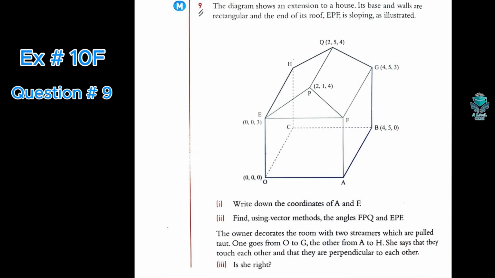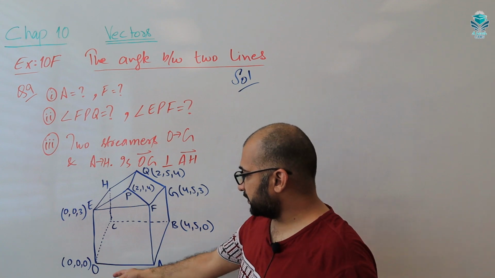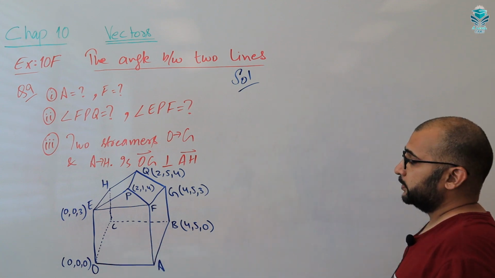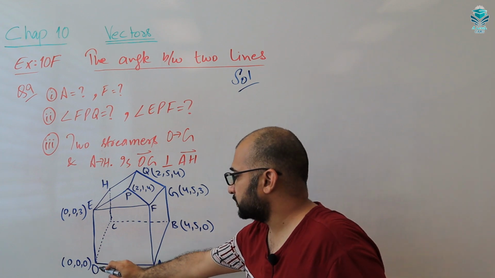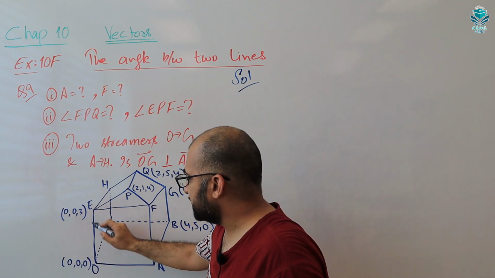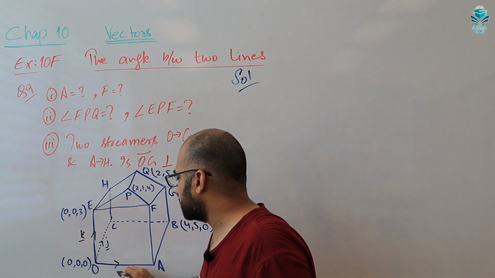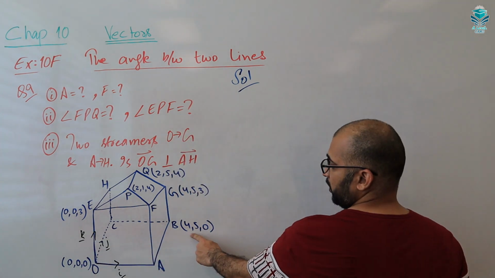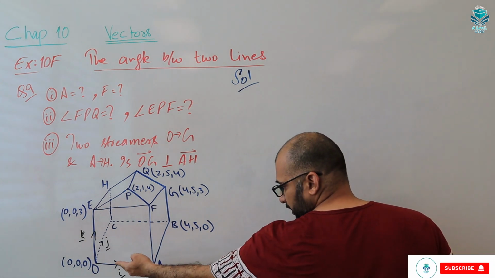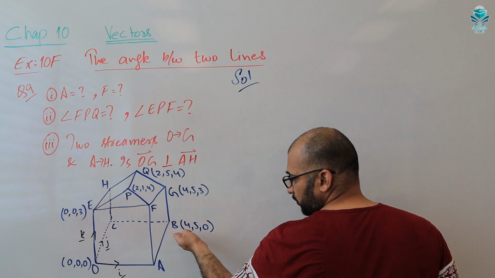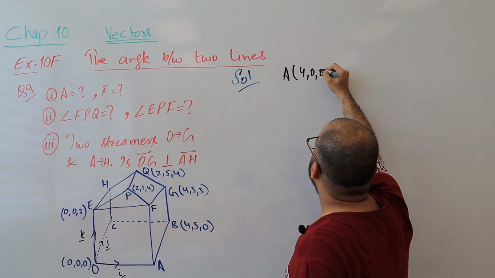In this lecture we will solve, let's say we are with the sloping roof and these are the vertices mentioned over here. So we have to find the coordinates of A and F. A is this one which is along the x-axis, y-axis and let's say K, J and I. So the coordinates of A represent, we have to move along the x-axis 4 and along y 5. So the coordinates of A are 4 0 0.